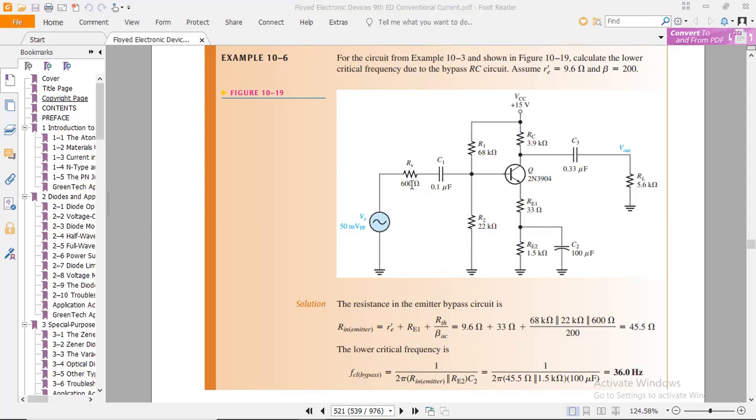The combination is 1 upon 600 plus 1 upon 68 kilo ohm plus 1 upon 22 kilo ohm. All these three resistances are solved in parallel, divided by beta AC, whose value is 200. After simplification, the parallel combination, dividing, and then adding the other two values, we got 45.5 ohm. This is the R_in(emitter), the overall emitter resistance.